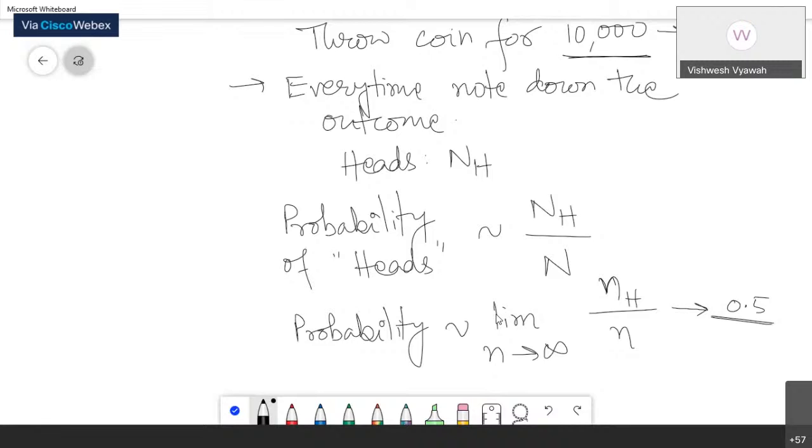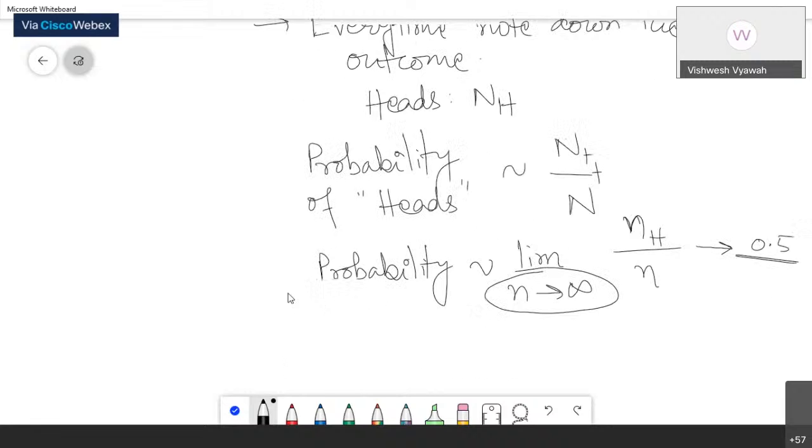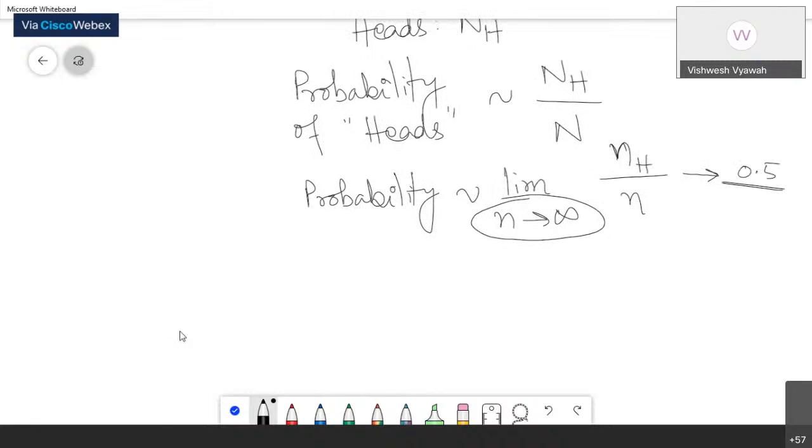Okay, if you throw it 100 times, NH by N will start approaching 0.5, but when your N is sufficiently large, very large, it will start approaching this 0.5. It will start approaching this as your N tends to infinity. Very important thing.